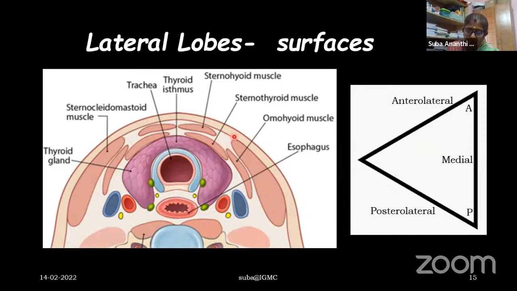If you want to go still more superficially, we have the investing layer of deep cervical fascia. Then you have the platysma and skin. So the anterolateral surface is related to the muscles. Moving on to the posterolateral surface.